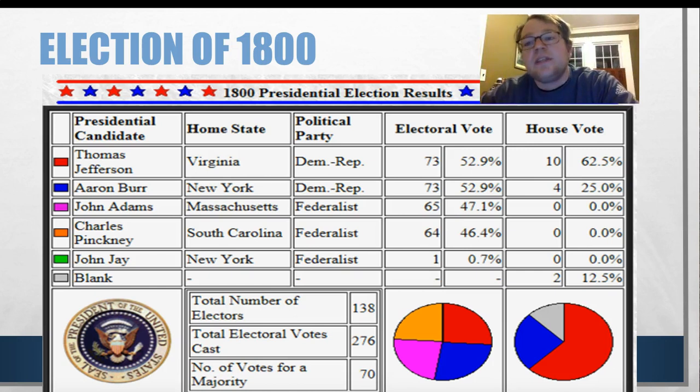The other kind of crazy thing about this too is look at the people who lost could still be voted on. So Adams and Charles Pinckney, who are Federalists, John Jay, they could still get votes in the House of Representatives, which I think is pretty crazy. But anyway, you can see how the breakdown of those votes happened.